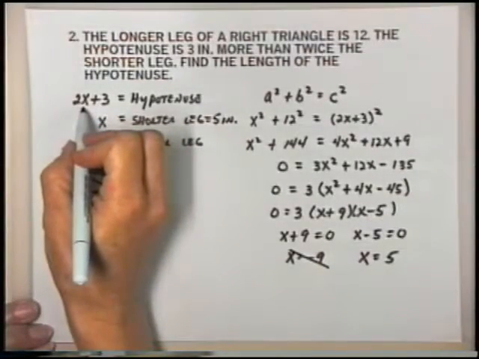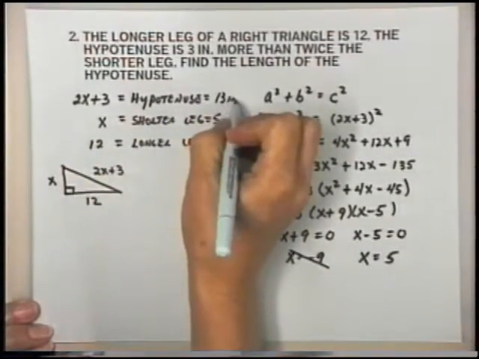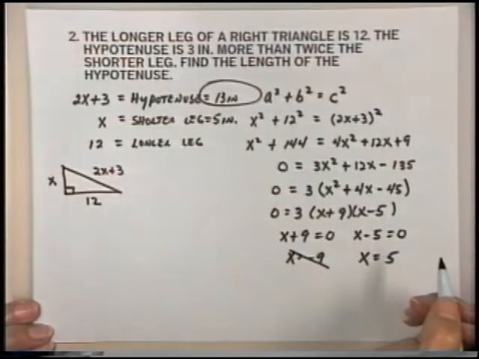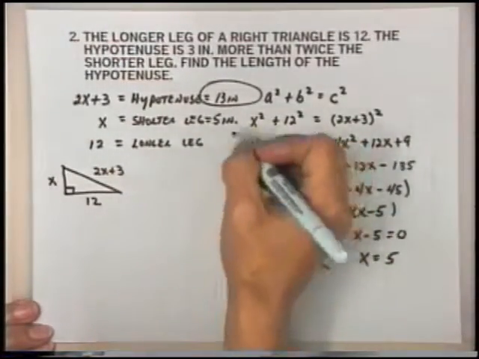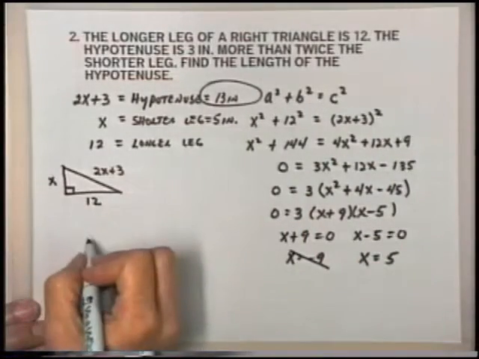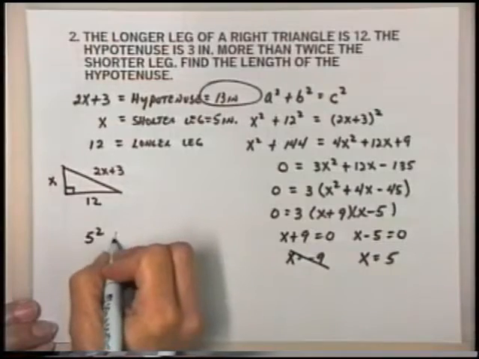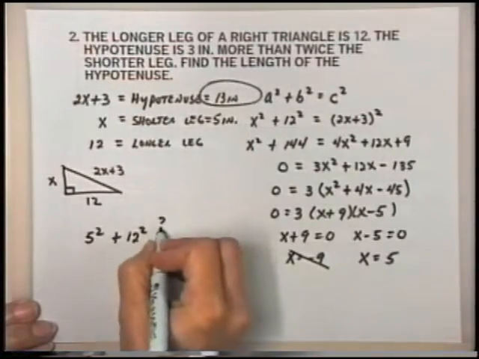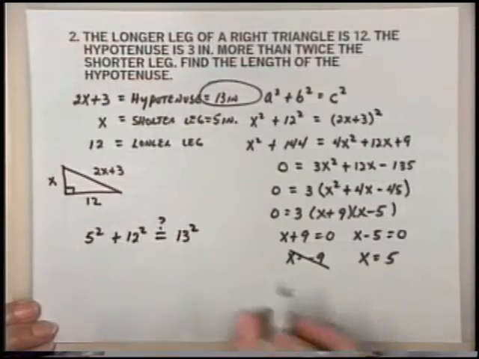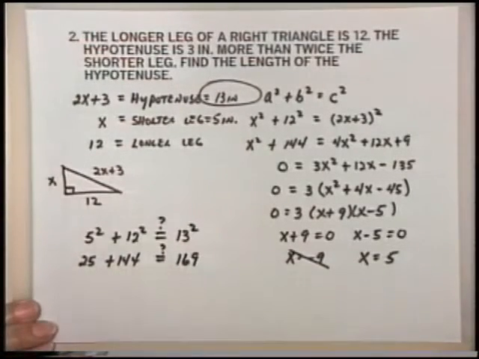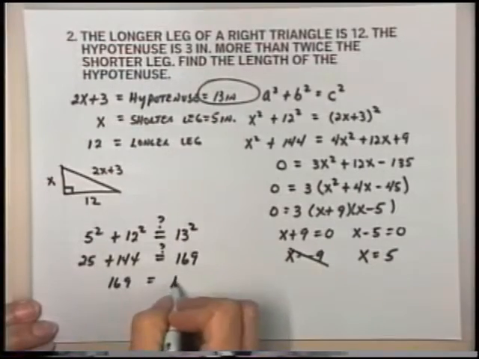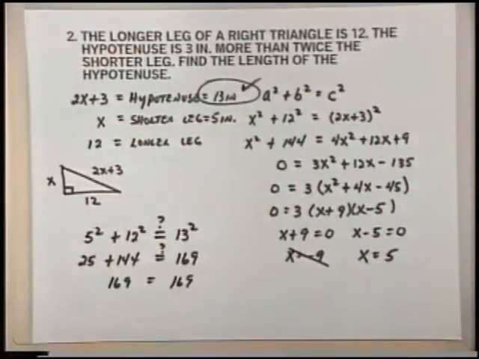Our units are inches here, so our shorter leg is 5 inches. 2 times 5 is 10, plus 3 would give us 13 inches for the hypotenuse, which is what we were asked to find. Now, our hypotenuse is 3 inches more than twice our shorter leg. Let's make sure we really do fit this Pythagorean theorem. Our shorter leg is 5 squared, plus the longer leg 12 squared. Does that equal our hypotenuse 13 squared? 25 plus 144, does that equal 169? And of course, when we add over here, it does equal 169. So our correct solution for the hypotenuse is 13 inches.